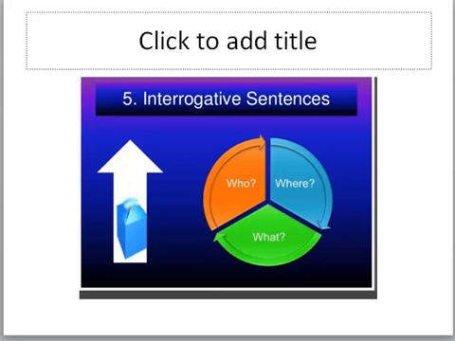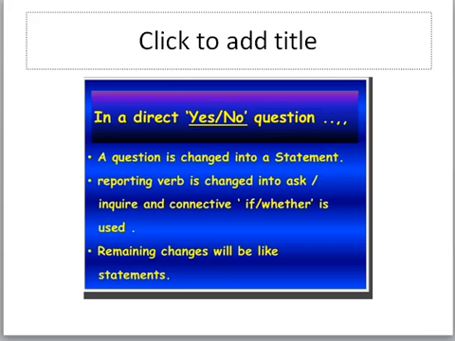Interrogative sentences are those sentences which are used to ask questions. You use words like who, where, what, how. These are some of the words which are used to ask questions, right? And the questions are asked within interrogative sentences. In a direct yes-no question, if a sentence is interrogative or asks a question, when you change that interrogative sentence into an indirect sentence, the first change is that it would be changed into a statement, right?